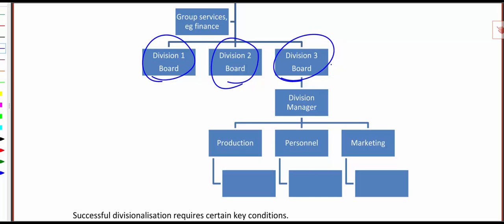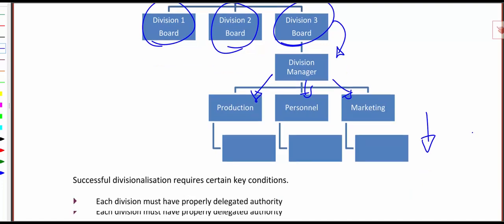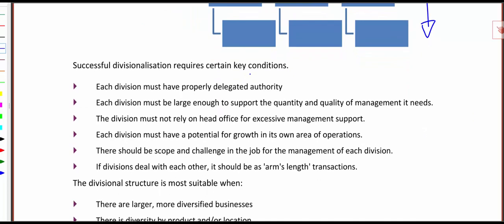So then within our division 3 there, you can see actually starts to look a lot like that functional structure that we saw before, where now we split into our functions again and then organized in terms of hierarchy. So, you know, a bit of a crossover there. Now this is not necessarily easy to achieve, so we've got certain key conditions that divisionalization requires.